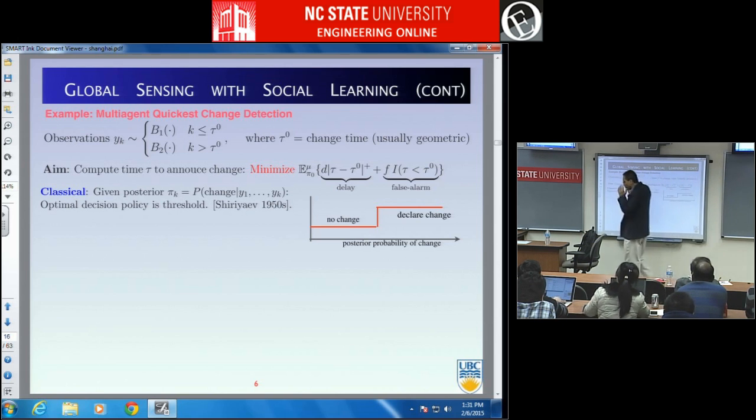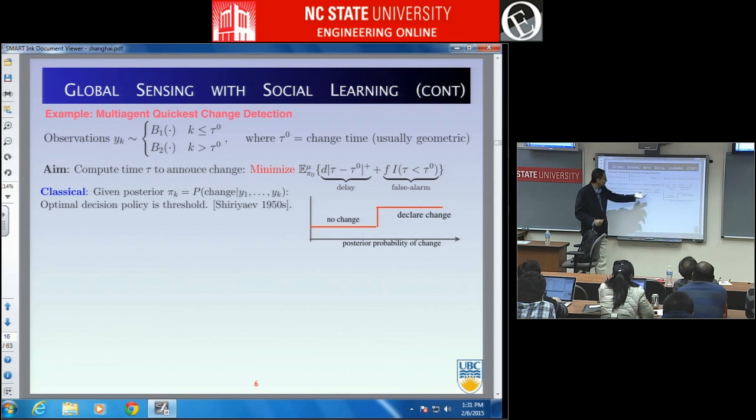This is a classical stopping time problem. It's a stopping time problem because the moment I decide the system has changed, my problem stops. I've decided the change has happened. So this is called a stopping time stochastic control problem. It's one of the simplest types of stochastic control problems out there. This problem has been studied in great detail since the 1950s. Shiryayev actually has a complete result for this in the 1950s.